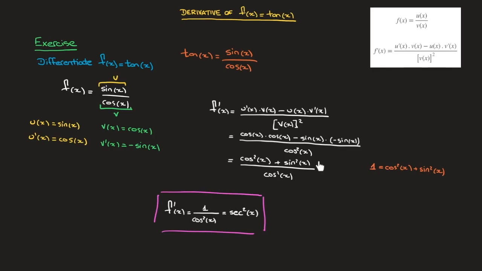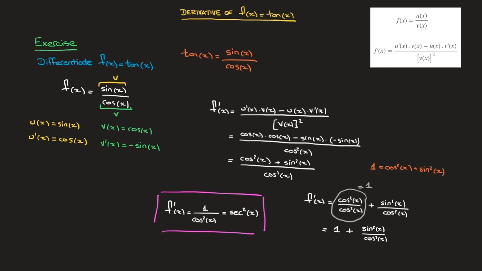Another option we have, though, is to split this entire fraction into two separate fractions. In other words, we could also state that f dash of x is equal to cosine squared of x over cosine squared of x plus sine squared of x over cosine squared of x. And since cosine squared of x over cosine squared of x will just equal 1, this becomes 1 plus sine squared of x over cosine squared of x.